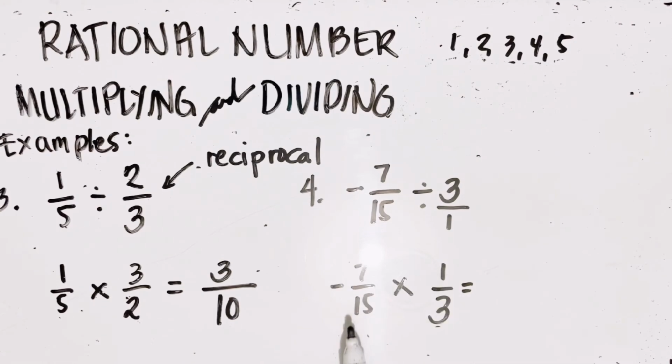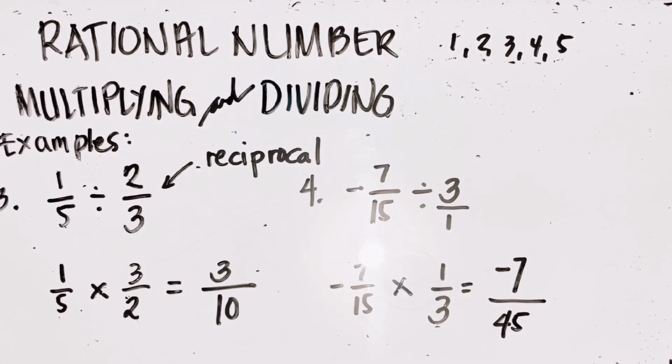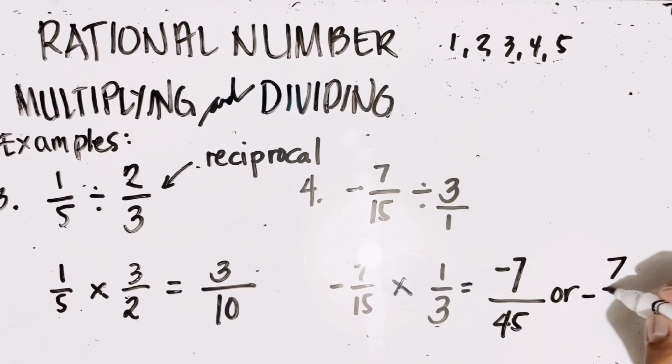Numerator times numerator. So negative 7 times 1 is negative 7. For the denominator, you will not use the negative sign already because that is being used by the numerator. So we'll just have 15. 15 times 3 is equal to 45. And we can have the final answer as negative 7 over 45.